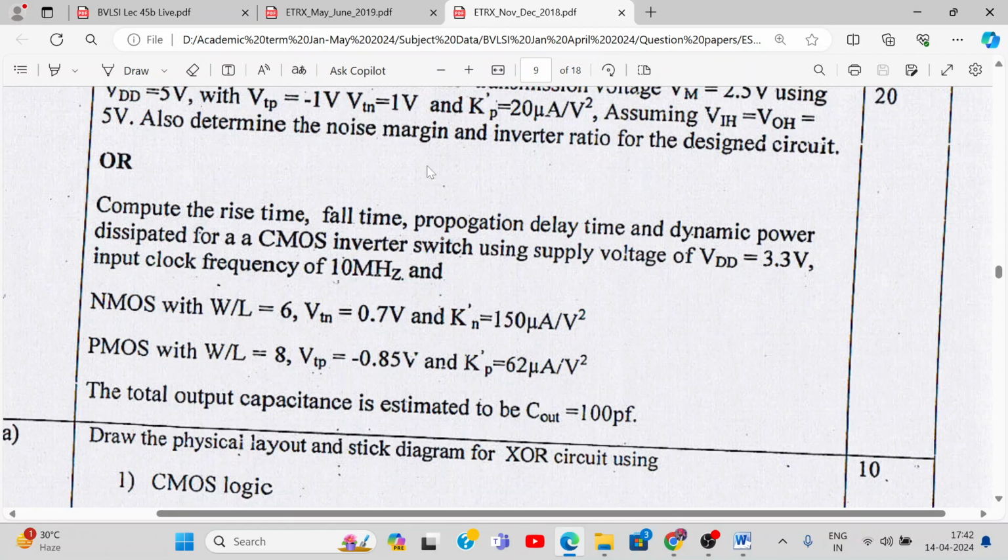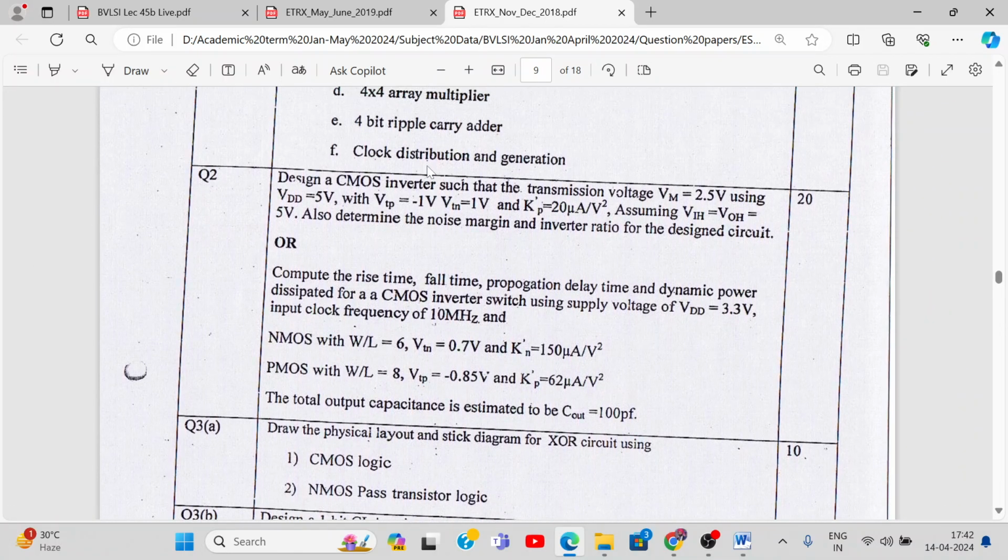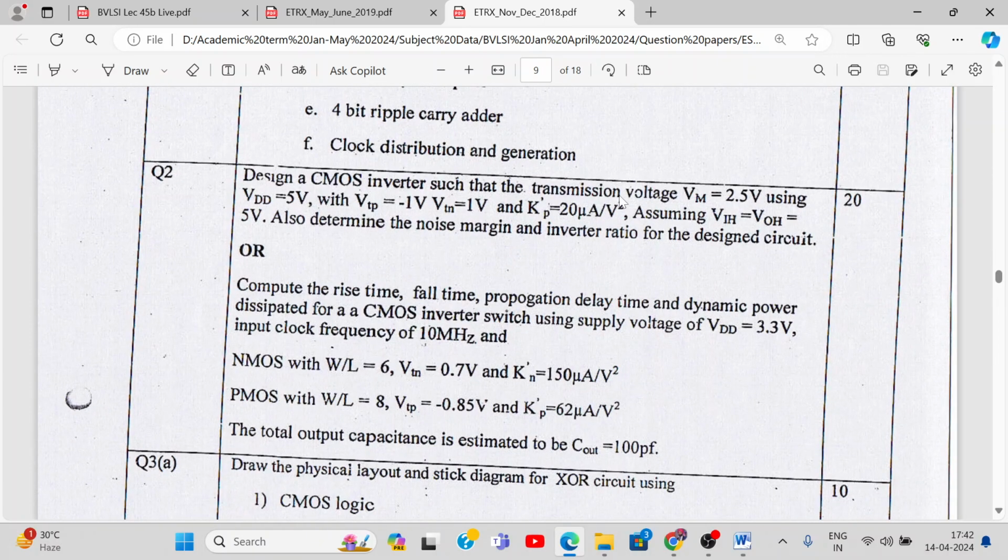Now here they have found out the equivalent. The design of the CMOS inverter is given over here. Determine the noise margin and inverter ratio for the design. Here it is given. So here symmetrical design is used. Here VM is nothing but VTH. I have shown that before. This is VTH. So it's a symmetric CMOS inverter design. VTOP, VTN, KP dash. Alright, we'll solve this.